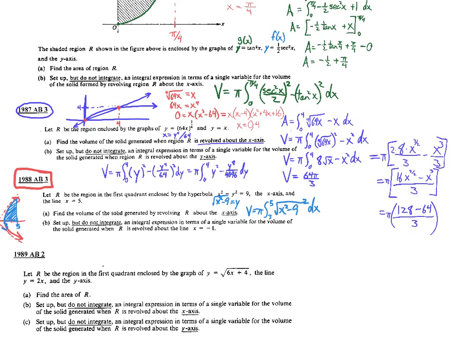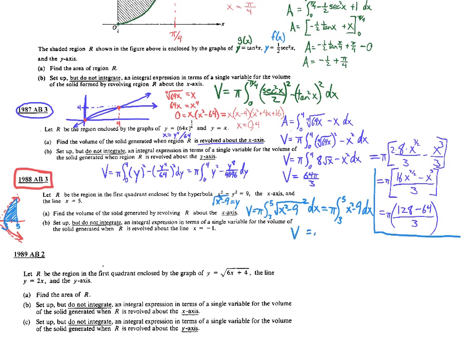So the square will undo the radical. So that's pi times the integral from 3 to 5 of just x squared minus 9. So now we're to the easy part. Just take the integral, evaluate it, and we are done. So let's do that.